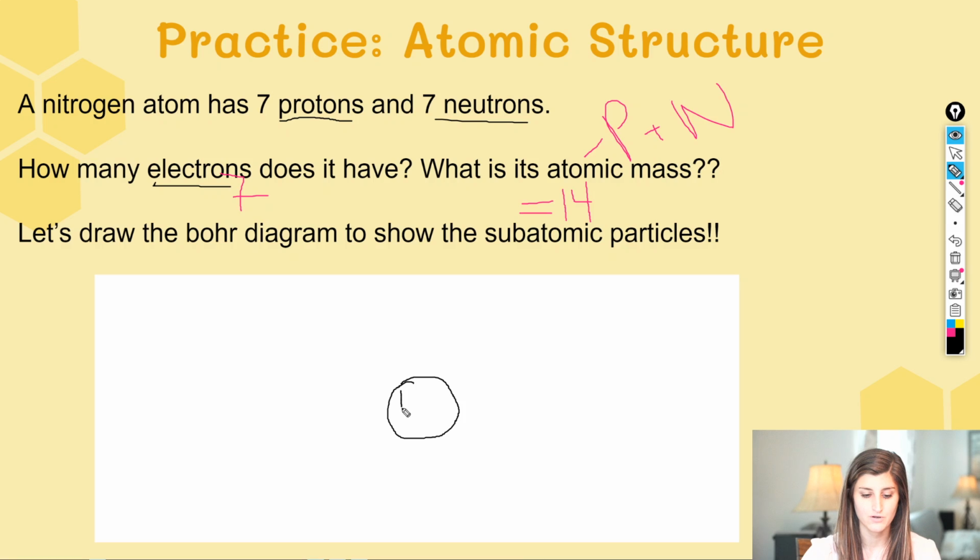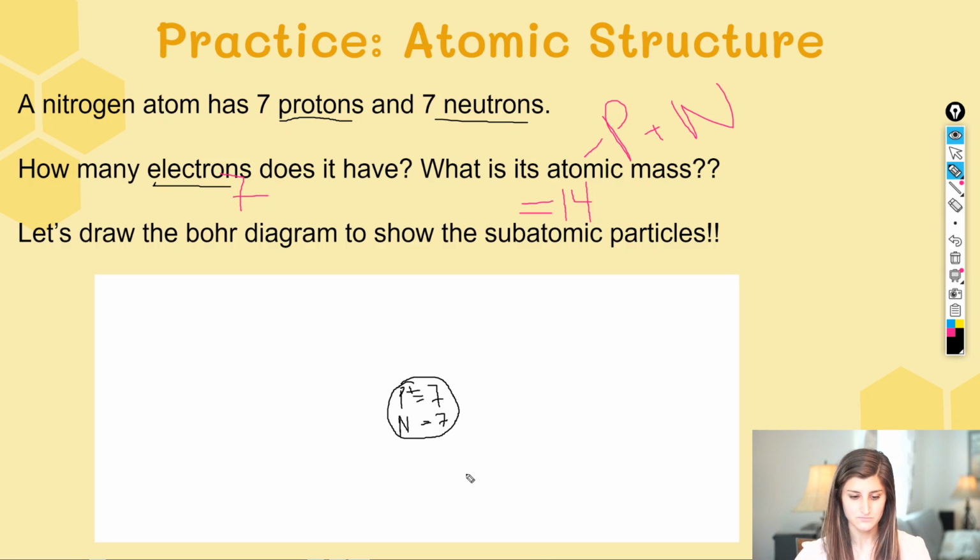So I put a P here. P is equal to my number of protons, which is 7. You can put a little plus sign if it helps you. Protons are positively charged, so you have 7 protons in that nucleus. And then the number of neutrons is equal to, here it is, 7.